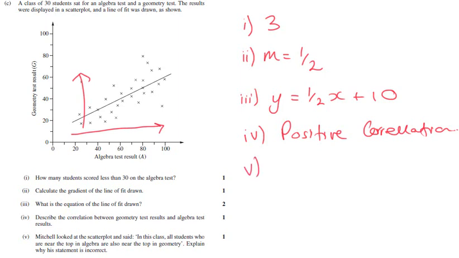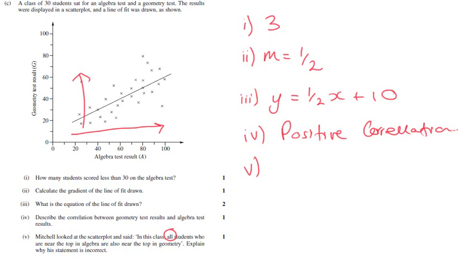Last of all, it says, Mitchell looked at the scatter plot and said, in this class, all students who are near the top in algebra are also near the top in geometry. Explain why his statement is incorrect. Now, one of the key things here is this word here, all students. So it says all students who are near the top in algebra.